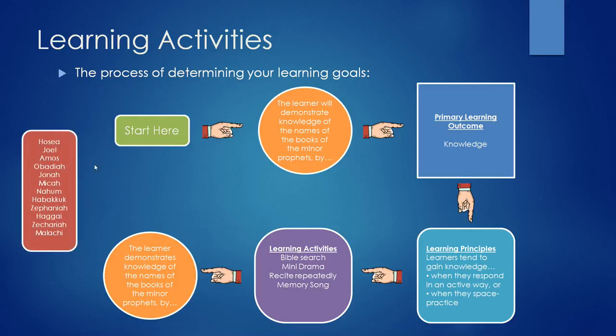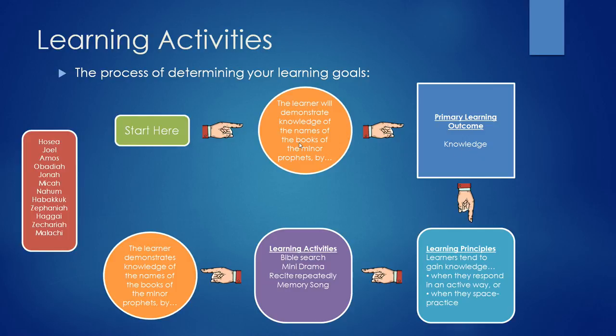Okay, and by the way, the minor prophets are these 12: Hosea, Joel, Amos, Obadiah, Jonah, Micah, Nahum, Habakkuk, Zephaniah, Haggai, Zechariah, Malachi. And you probably already know these and memorized these at some point. So how would we help our learner memorize these in our lesson plan? That is the goal. So we know that the primary learning outcome is knowledge. Yes? Knowledge. We want them to demonstrate knowledge.